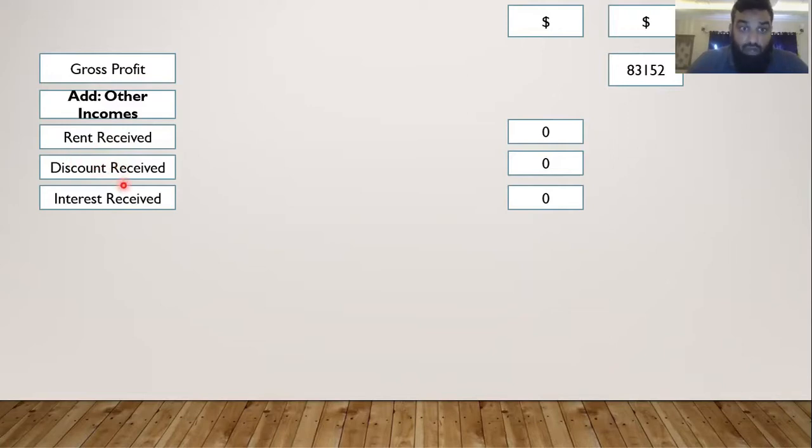So if there are no other incomes, fine. You don't even have to write it. You don't even have to put zeros like this, because it will just waste your time. In case if you have other incomes, then we will list all the other incomes on the first column of the income statement. And then as we do, we will total them and write the total on the right column. So this is how we complete the income section, the other income section.